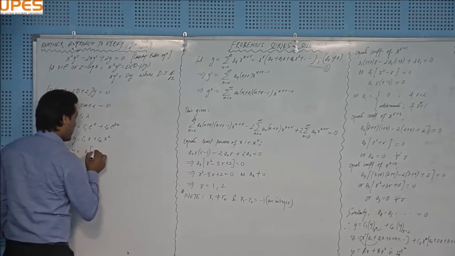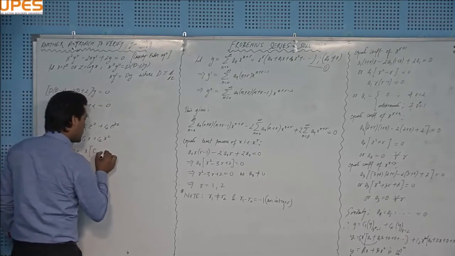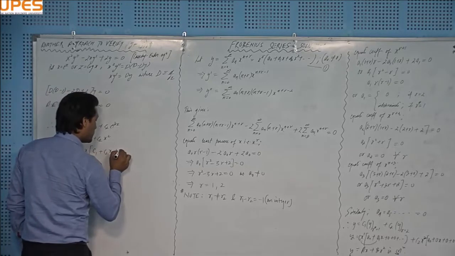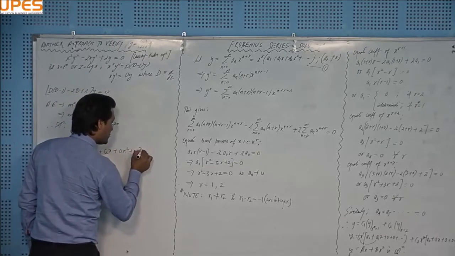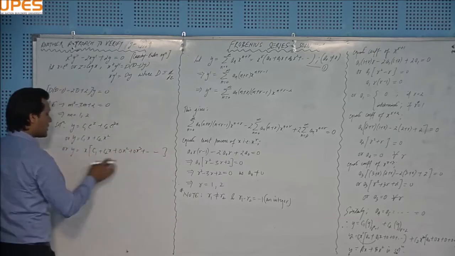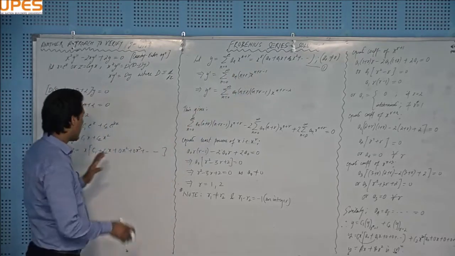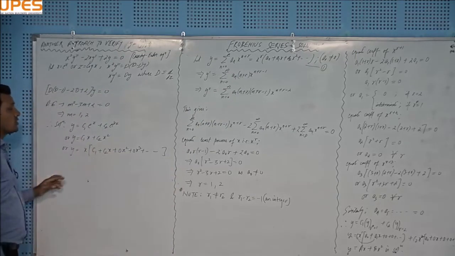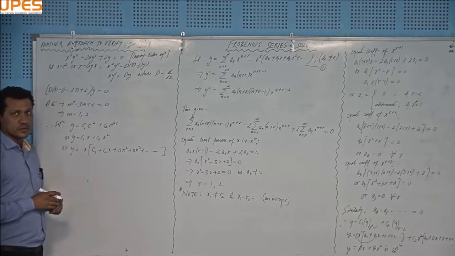Why? Because taking x common will give you x times c1 plus c2 x plus 0x square plus 0x cube and so on. You can see that this becomes the Frobenius series at this point. You can compare this with it, and this can only be obtained by taking x common. You cannot take x square common. So the idea is that you have to take the least power of x common, right?